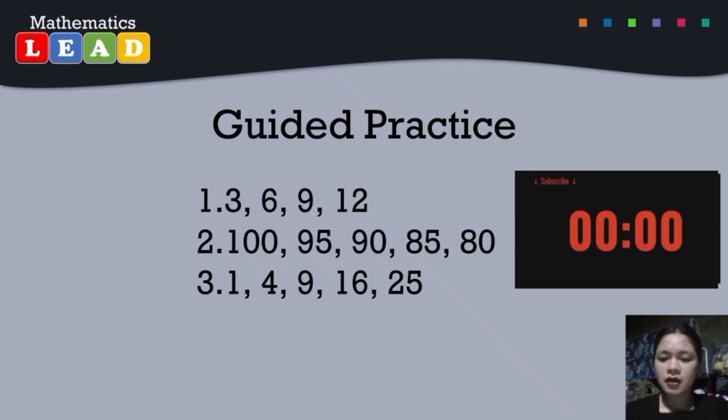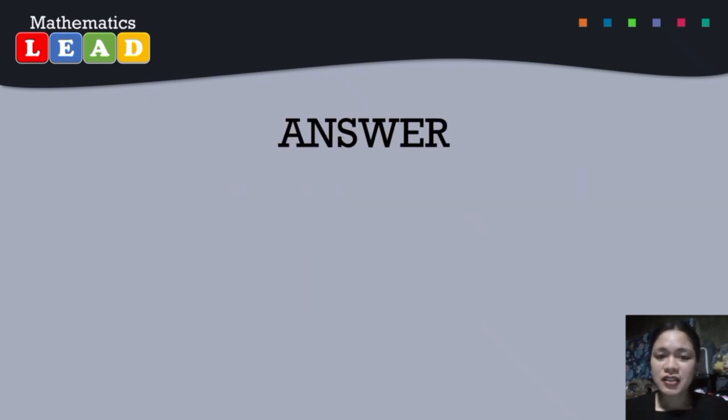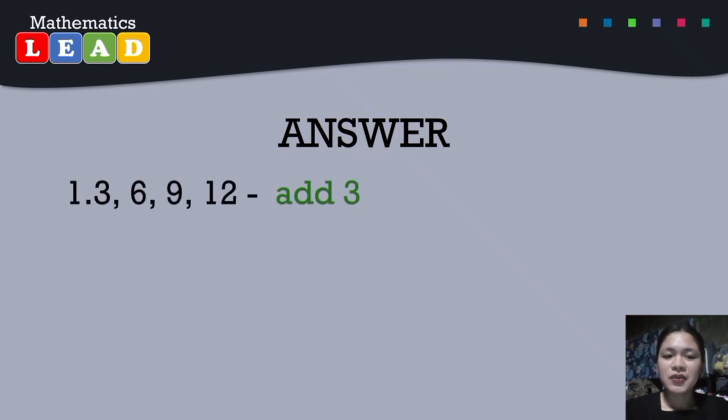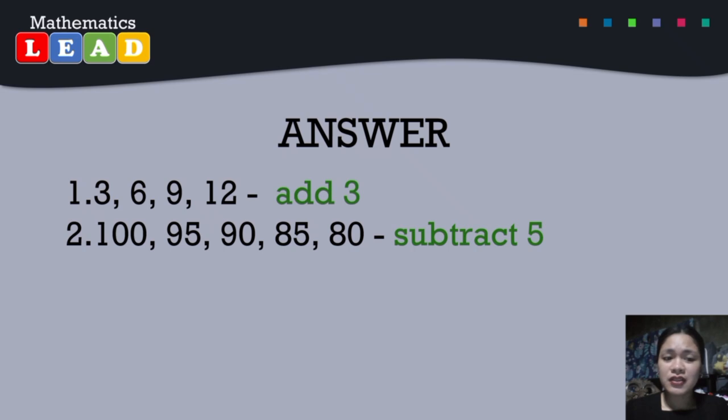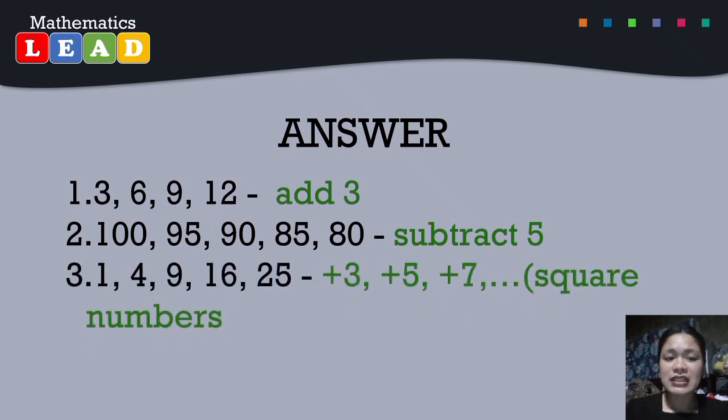Okay, your time is up. So now let's check if our answers are correct. For number 1, we just have to add 3 because we are given 3, 6, 9, and 12. For number 2, our given is 100, 95, 90, 85, and 80. And as we observed, we just have to subtract 5 on each term. And lastly, for number 3, we have 1, 4, 9, 16, 25. And we just have to add 3, 5, 7, and so on to each term, or we can square the numbers.